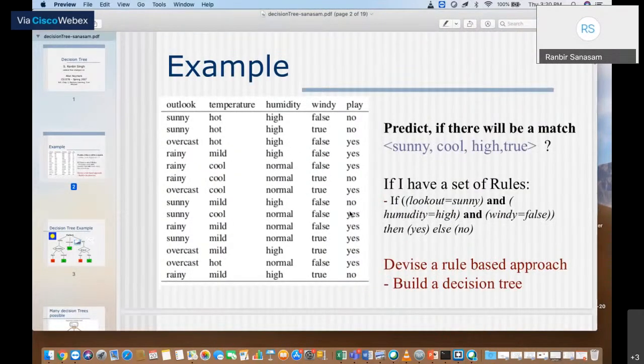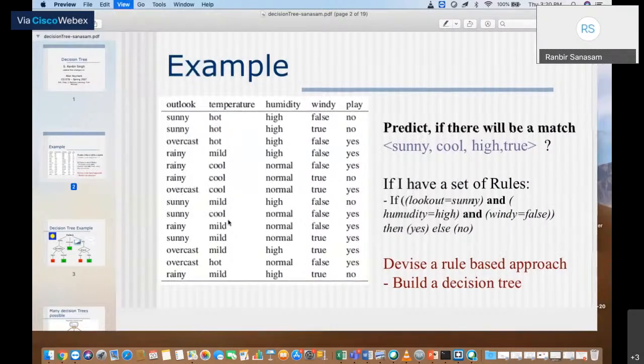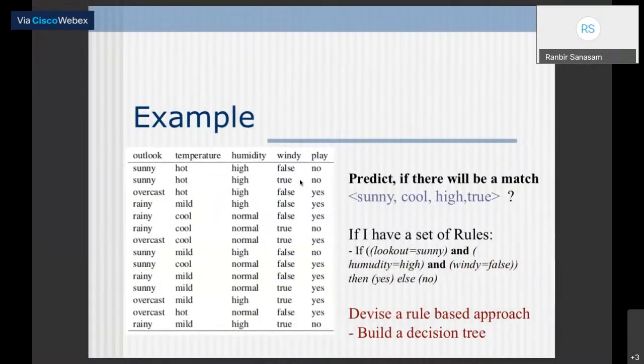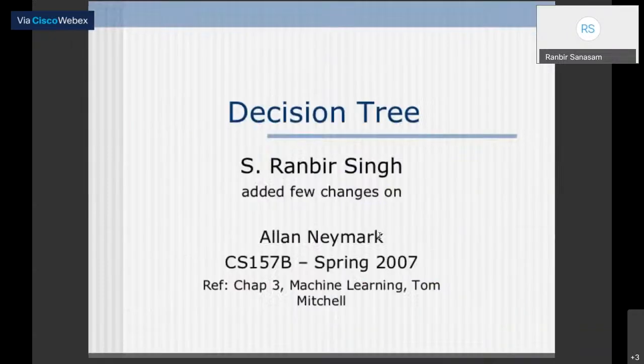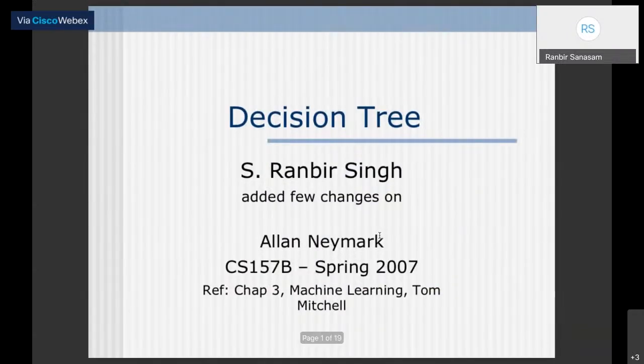So a decision tree is again another form. In all the previous classifiers, we find some rule, something like a separating hyperplane and so on. In the decision tree, we try to find explicit rules. Okay, so let us see what a decision tree is.